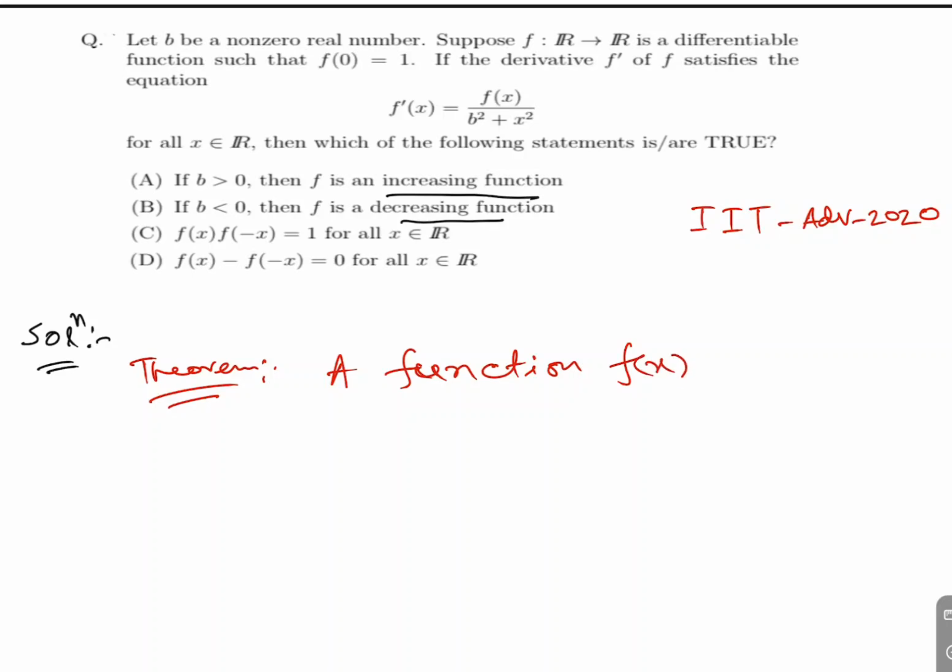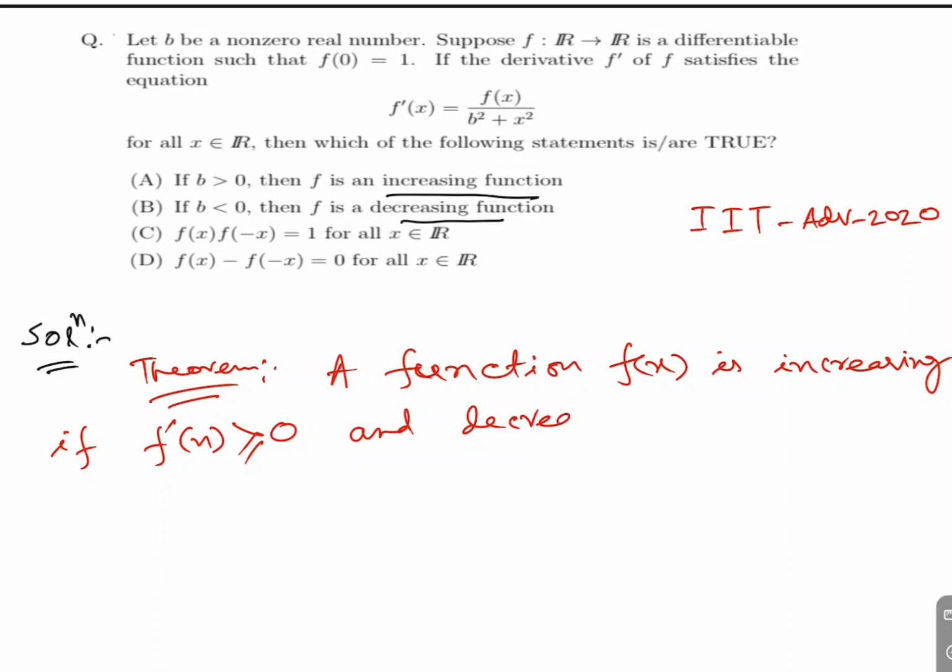f(x) is increasing if f'(x) is positive and decreasing if f'(x) is less than or equal to 0. This is a very basic theorem.